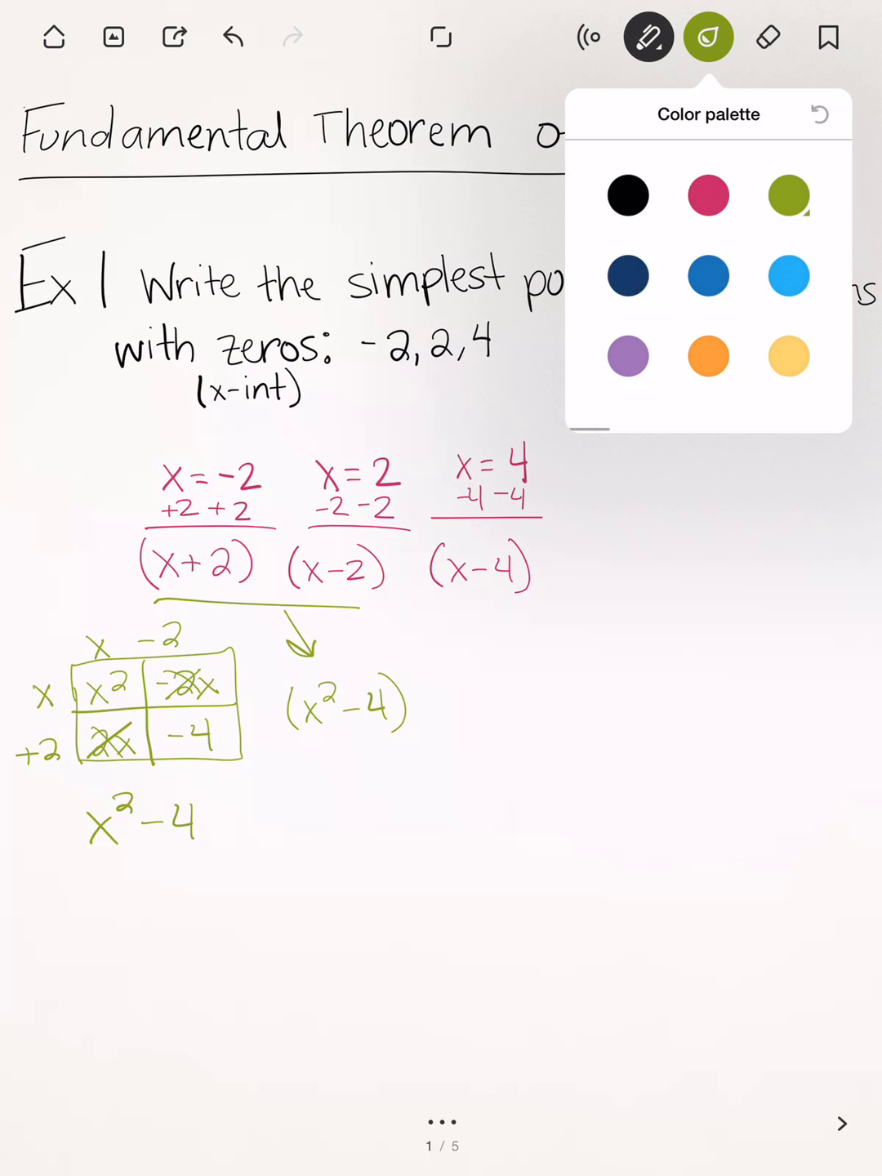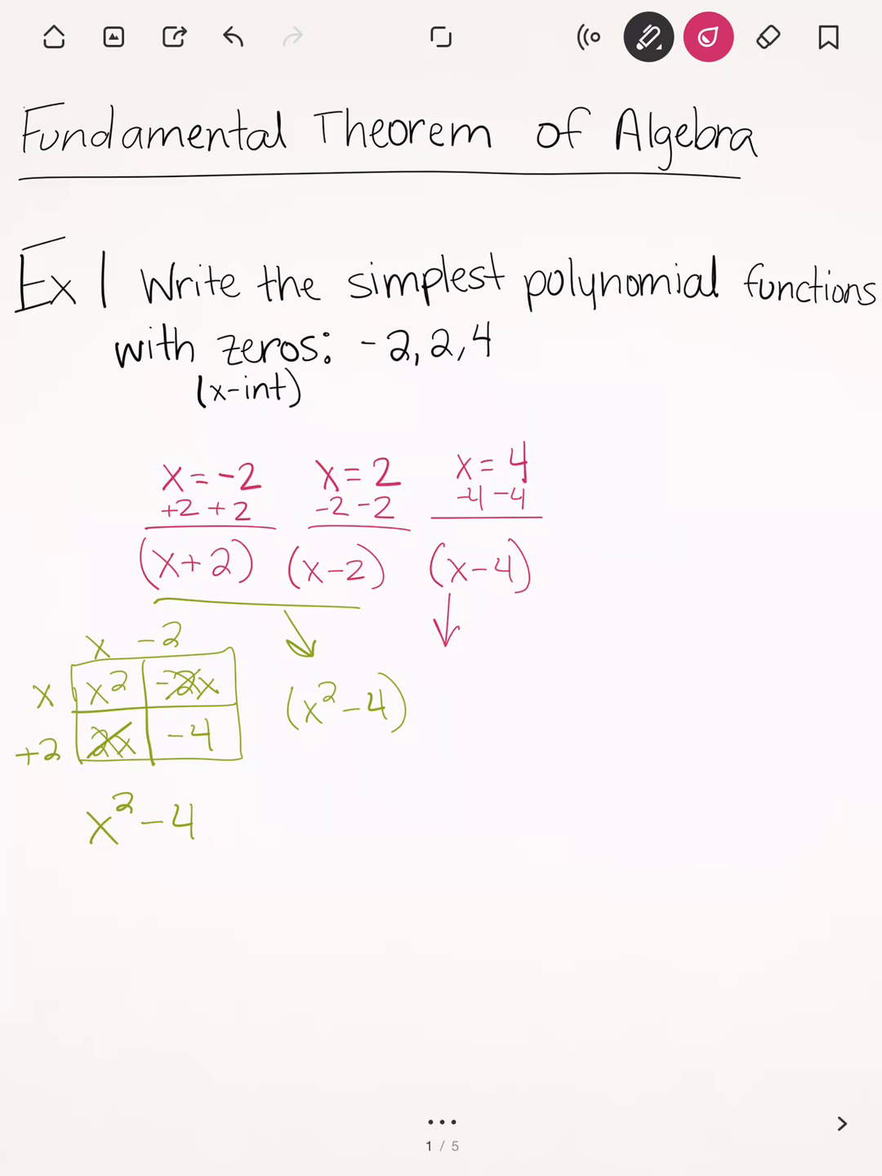Now I need to bring down this x minus 4, and multiply it by that in order to get my equation. Again, I'm going to do the box method to multiply. So I get x squared minus 4 and x minus 4. x squared times x is x cubed. x squared times -4 is -4x squared. -4 times x is -4x. I know some of you are like, you forgot it. I know, I'm bad about that. And -4 times -4 is +16.